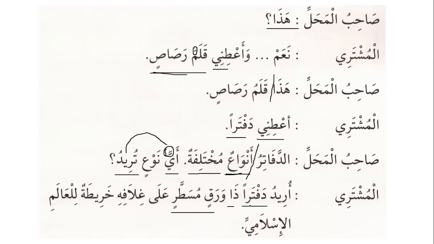So uridu daftaran, I want a notebook, dhu waraqin musattarin, with lines. Ala ghilafihi, on its cover, kharitatun, the map, lil alam al-islami, of the Islamic world. So he says that I want a notebook which has a cover of the map of the Islamic world, and it has to be lined. So I need a lined notebook which has the map of the Islamic world on its cover. Ala ghilafihi, on its cover, kharitatun, a map, lil alam al-islami, of the Islamic world.